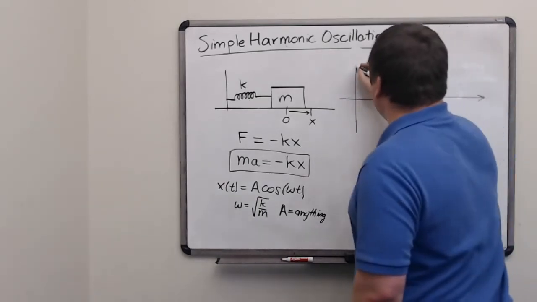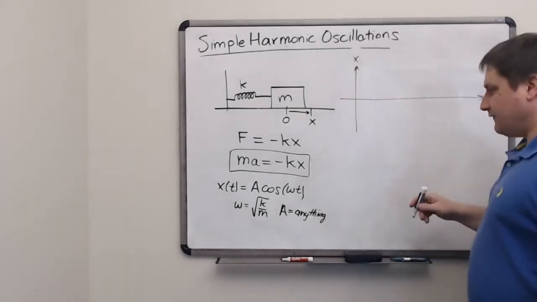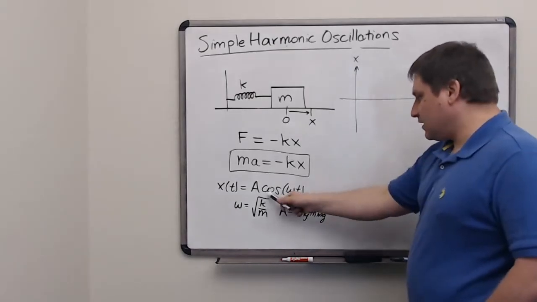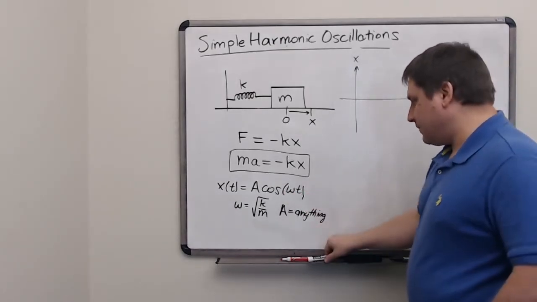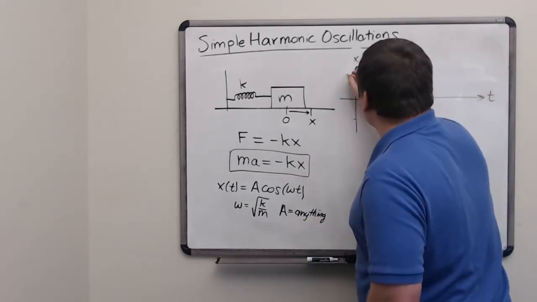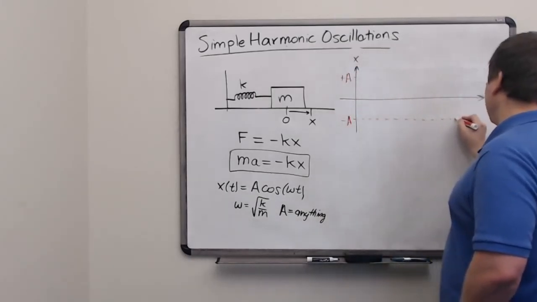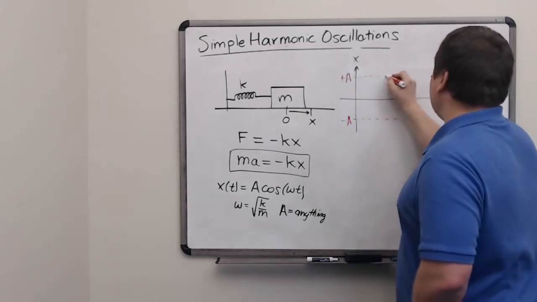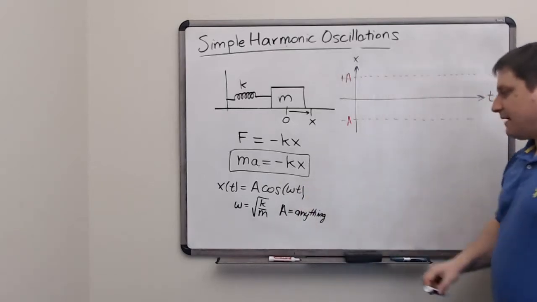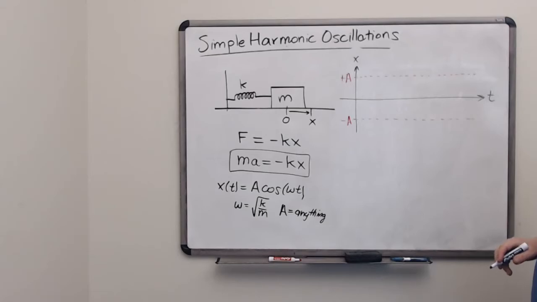First, let's get a handle on it by drawing a graph of this solution. A function, x versus t, we can draw a graph of that. And it's cosine multiplied by the quantity A. The cosine function normally oscillates back and forth between plus or minus 1. So when we multiply it by A, that graph is going to go back and forth between plus and minus A.